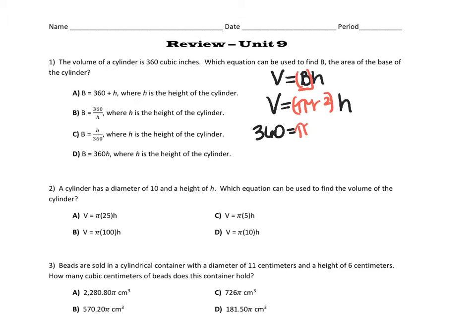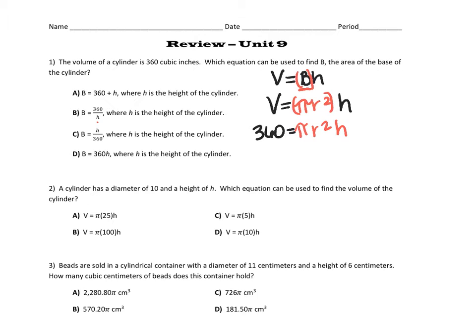So let's read these examples. It says B equals 360 plus h, where h is the height of the cylinder. Well, we're not adding this. We're multiplying. So B equals 360 divided by h, where h is the height of the cylinder. C, B equals h divided by 360, where h is the height of the cylinder. And D, B equals 360h, where h is the height of the cylinder.